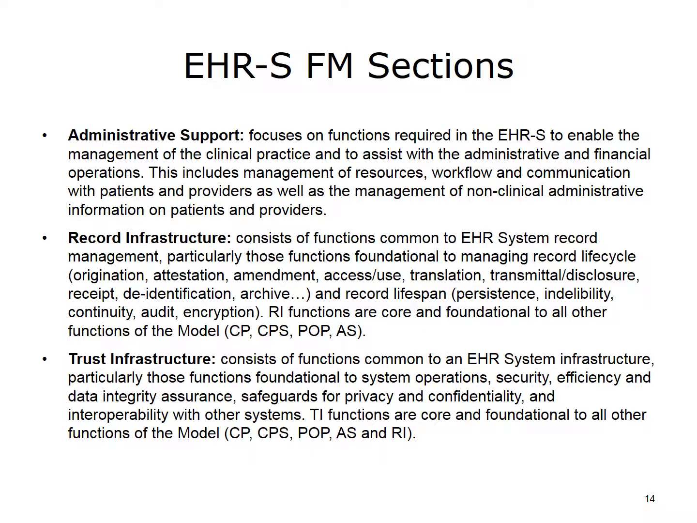The Record Infrastructure section consists of functions common to EHR system record management, particularly those functions foundational to managing record lifecycle: origination, attestation, amendment, access, use, translation, transmittal, disclosure, receipt, de-identification, archive, and record lifespan, persistence, indelibility, continuity, audit, encryption. RI functions are core and foundational to all other functions of the model: CP, CPS, POP, AS.